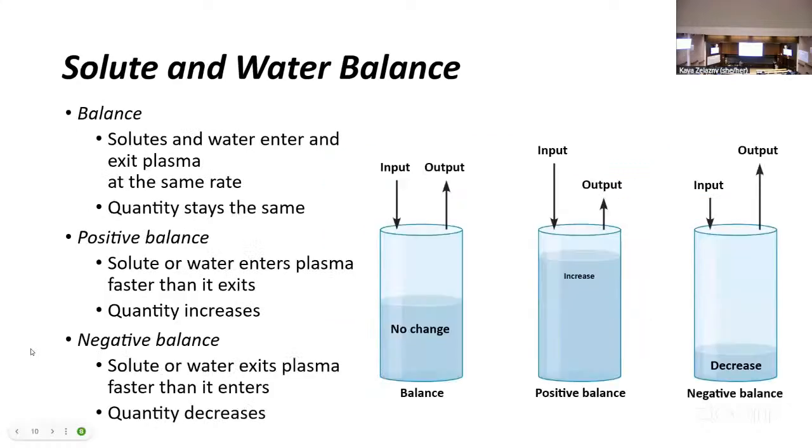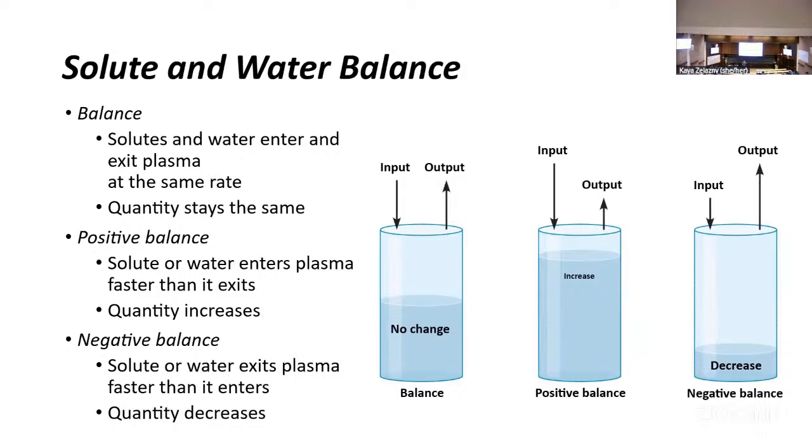So we're in balance if our solutes and water enter and exit the plasma at the same rate. We're focusing on water right now, but this concept is going to be the same when we think about solutes like sodium and potassium. So if the amount coming in is the same as the amount going out, our quantity of that substance, right? So our amount of water in our body is going to stay the same if you've got the same amount coming in as the same amount going out.